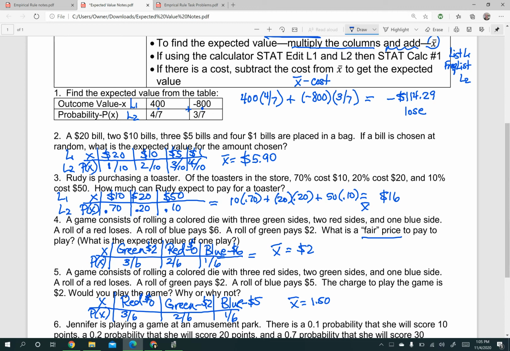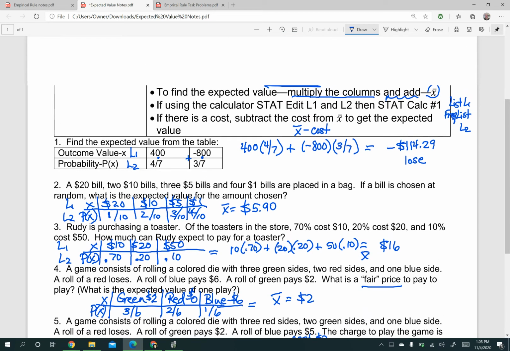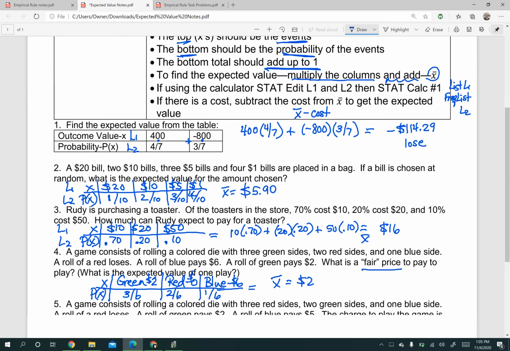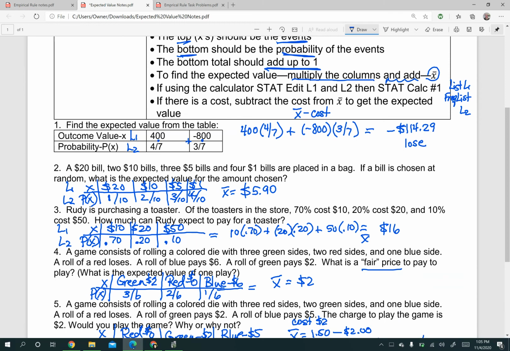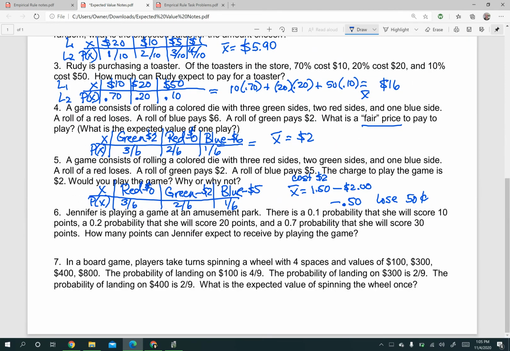So if it costs you $2 to play, then you're going to subtract that $2 from this. And now your expected outcome is a negative 0.50. Well, that means you lose 50 cents for every game. And you don't want to lose 50 cents. So then I wouldn't play. Not play, right?